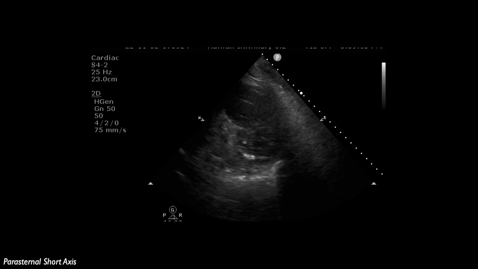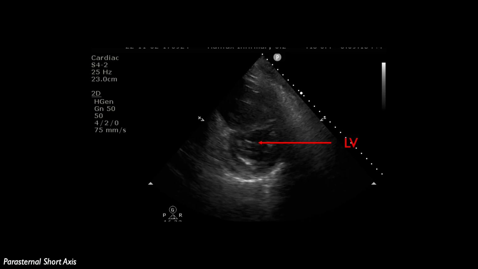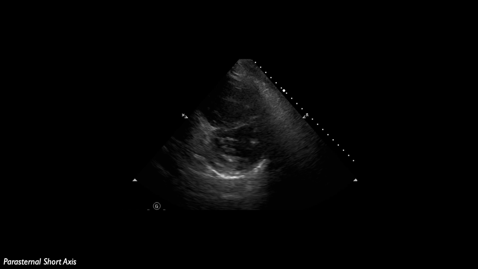Here is a short axis view, focusing on the left ventricular chamber. Here, we may be able to see the beginnings of what is known as a D sign, whereby an overloaded right ventricle pushes on the interventricular septum, thus flattening its shape. The flattened septum and the left ventricular wall form the shape of a D, as shown here.